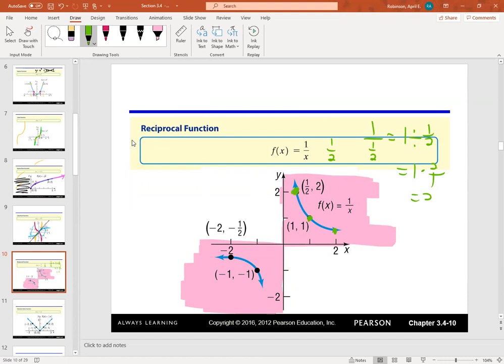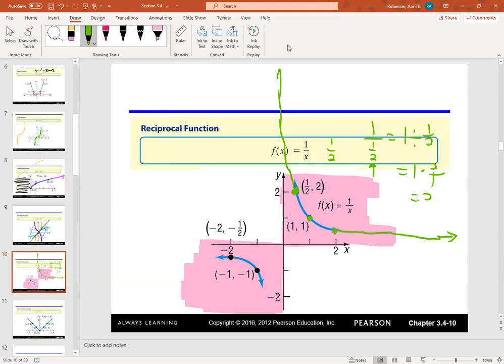As x gets bigger, this graph keeps getting closer and closer and closer to the x-axis. And as x gets smaller, 1 half, 1 third, 1 fourth, you know, you're going to get closer and closer and closer to the y-axis. They actually call those asymptotes, if you've ever heard that word before. I have a great magnet in my office that says, "Kiss my asymptote."